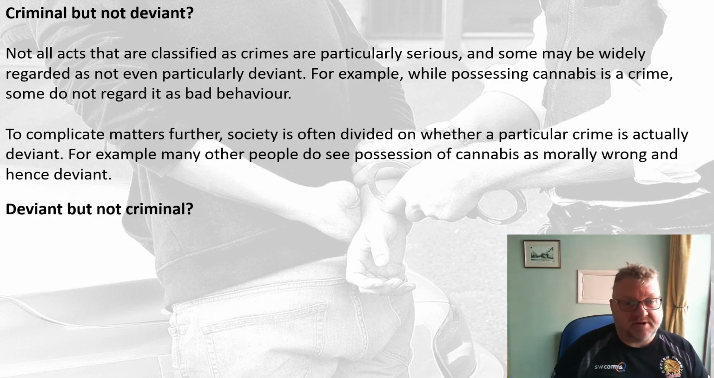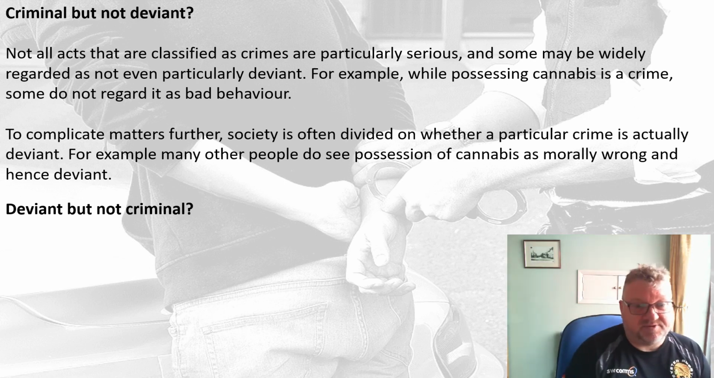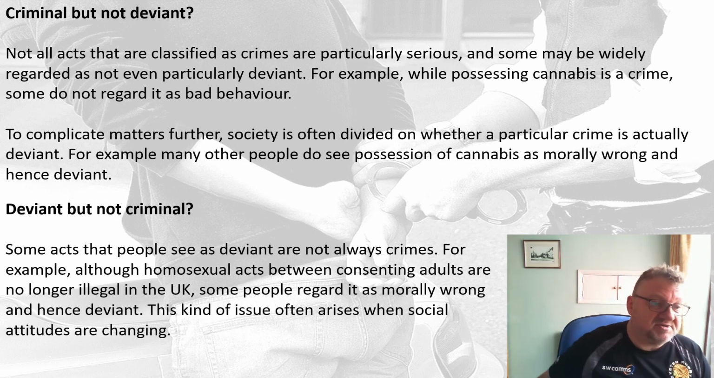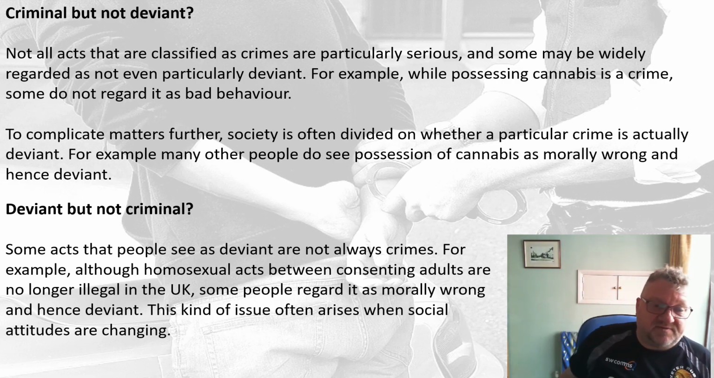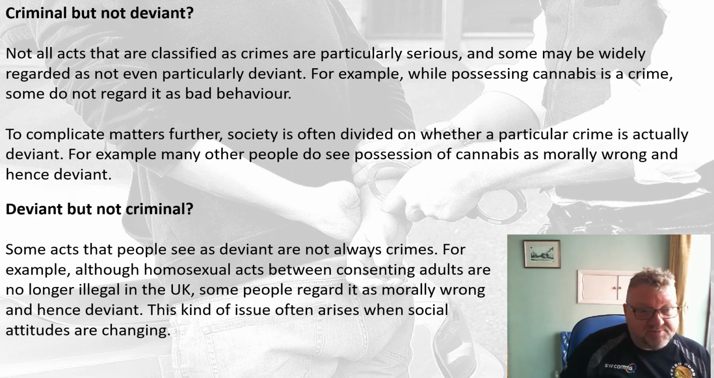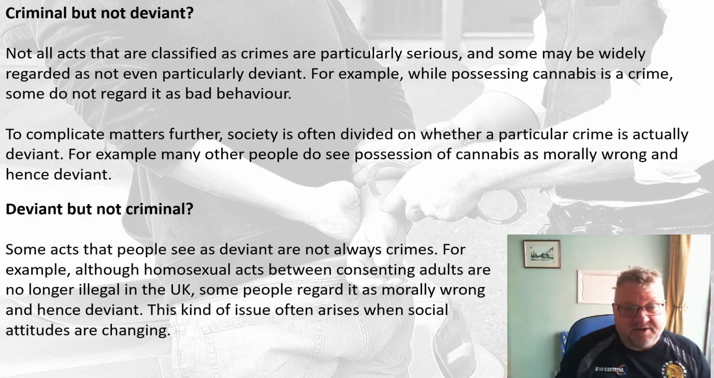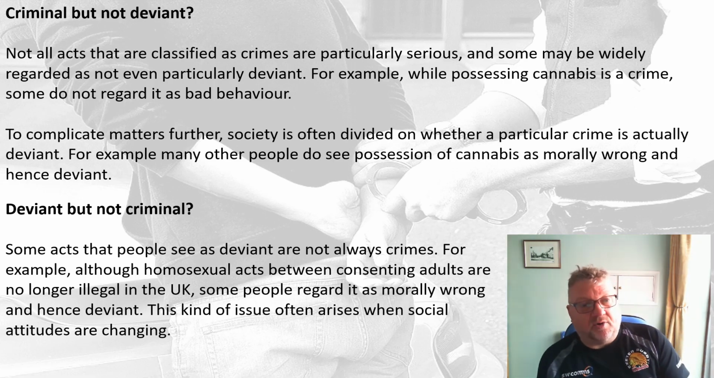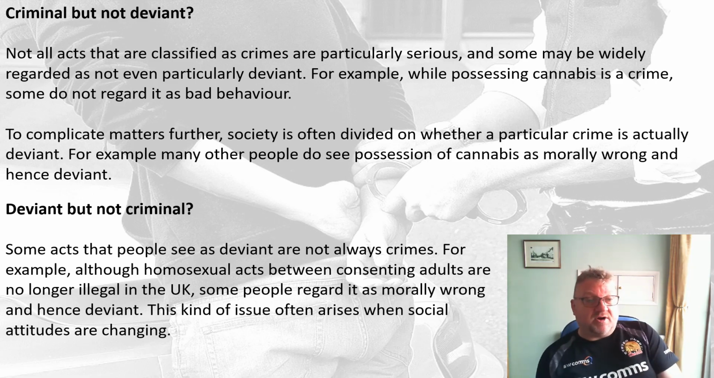Or we can look at those that consider things that are deviant but not necessarily criminal. So some acts that we see as deviant are not always crimes. For example, homosexuality between consenting adults is no longer illegal in the UK. So it's perfectly acceptable now under law, but some people still regard it as morally wrong and therefore regard it as deviant, even though technically it's not, because it's legal.